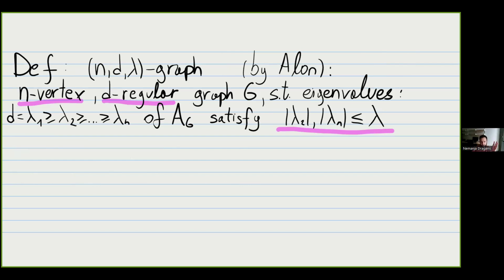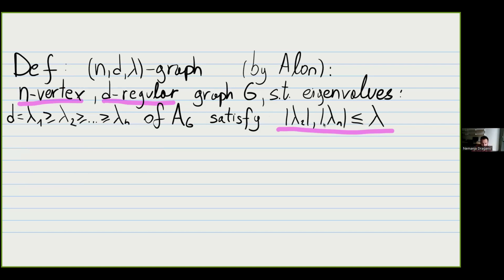If you didn't see (n, d, lambda) graphs, the definition doesn't matter, and I'll give you some nice properties of them. But for completeness, I'll tell you the definition. A graph is an (n, d, lambda) graph if it has n vertices and it's d-regular. And if you look at the eigenvalues of its adjacency matrix, the biggest one is always d, since the graph is d-regular. And if all the others are in absolute value less than lambda, then your graph is an (n, d, lambda) graph.